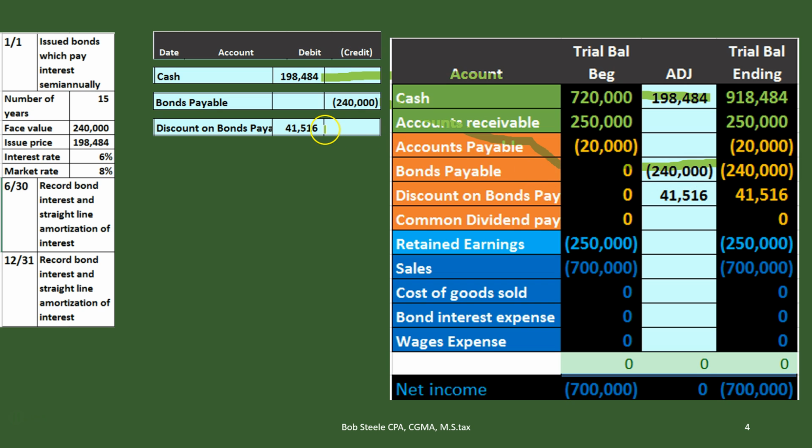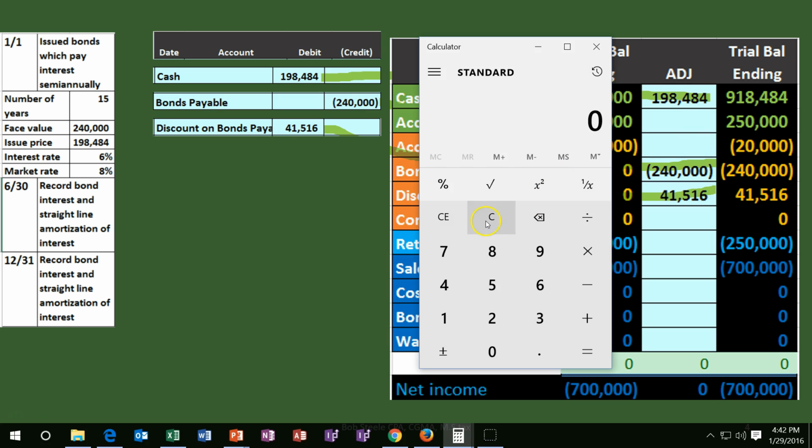And then we have the discount. So the discount is here. There's nothing in the discount. We're going to debit the discount by the 41,516. So note what we have here. We've got the bond payable, which is the 240, and we have the discount. So that means that the carrying amount of the bond would be the 240,000 minus the 41,516, which would be the 198,484. That's the amount of cash that we received.